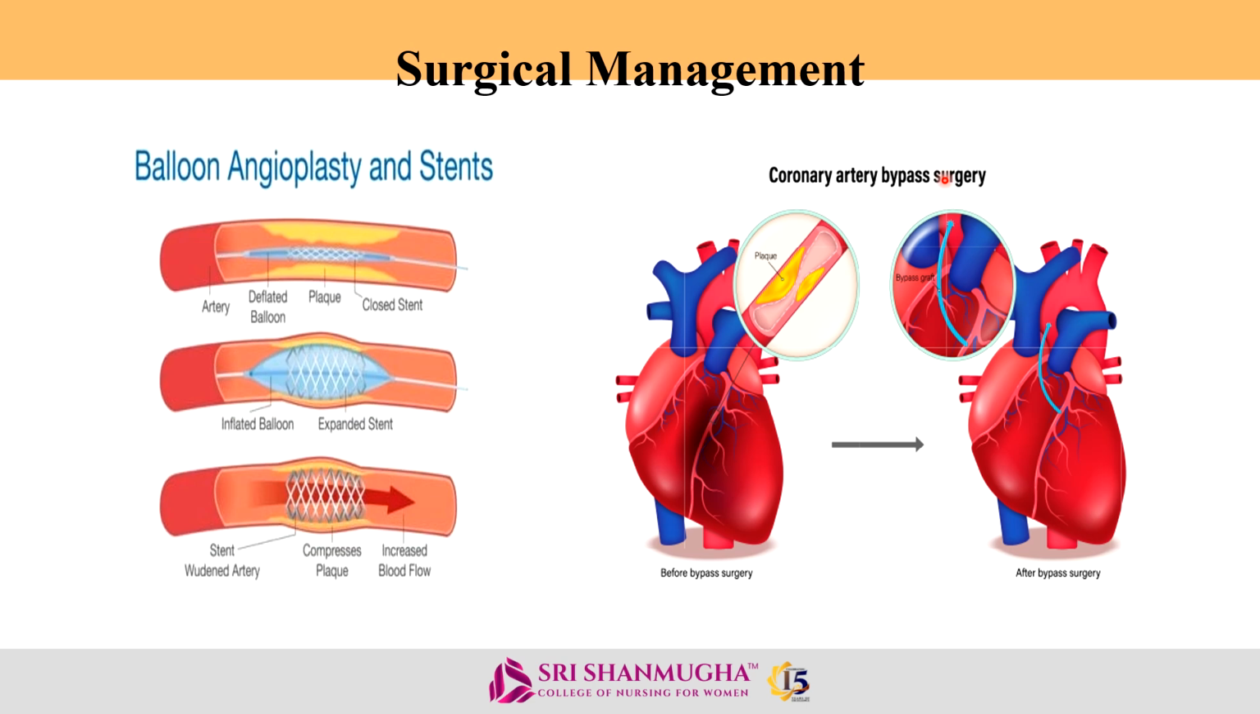Then this is a coronary artery bypass surgery. So this is the area of the blockage. They take one of the blood vessels from other parts of the body and they graft it. They attach it so that this blood vessel bypasses the blocked region and the heart muscle receives oxygen.